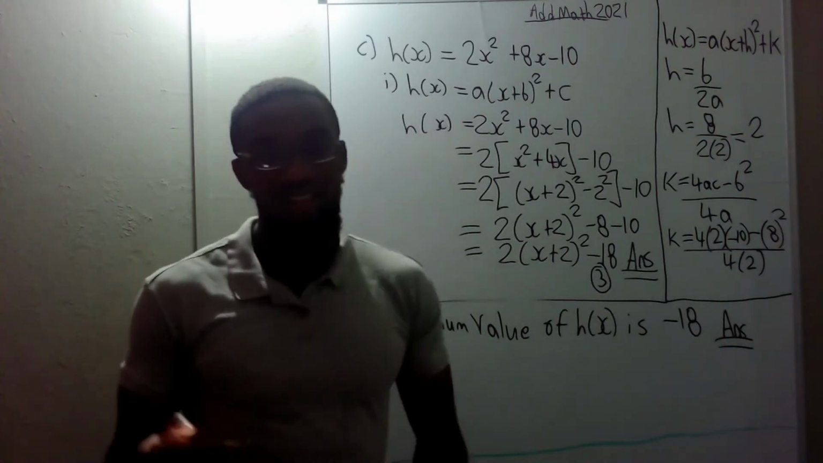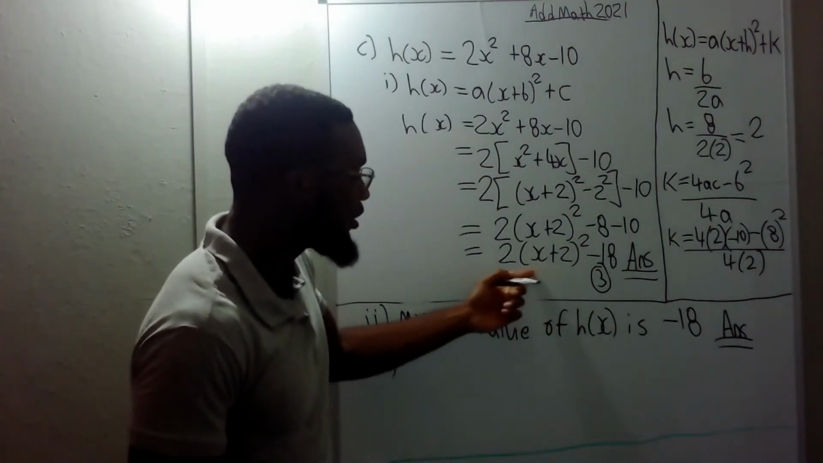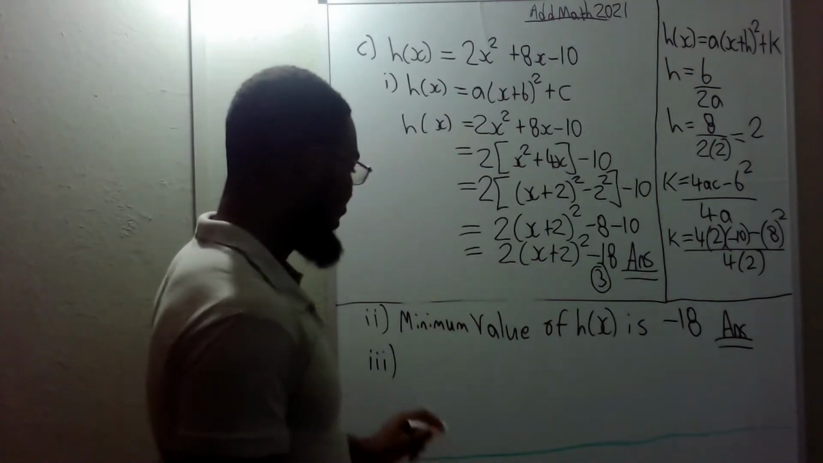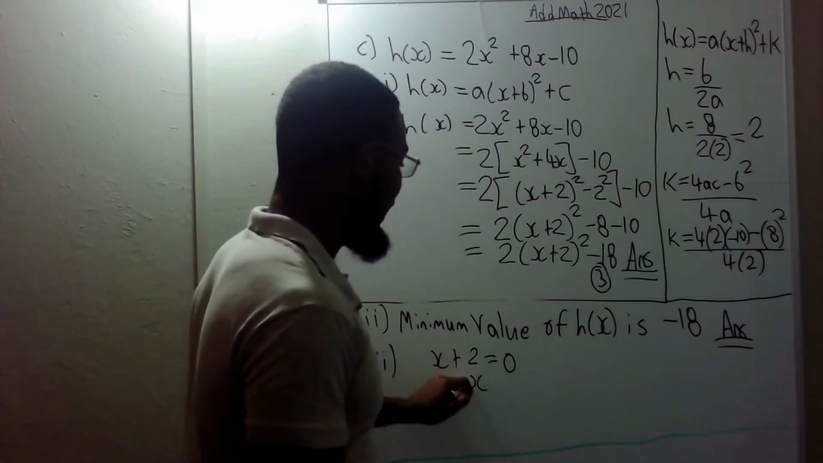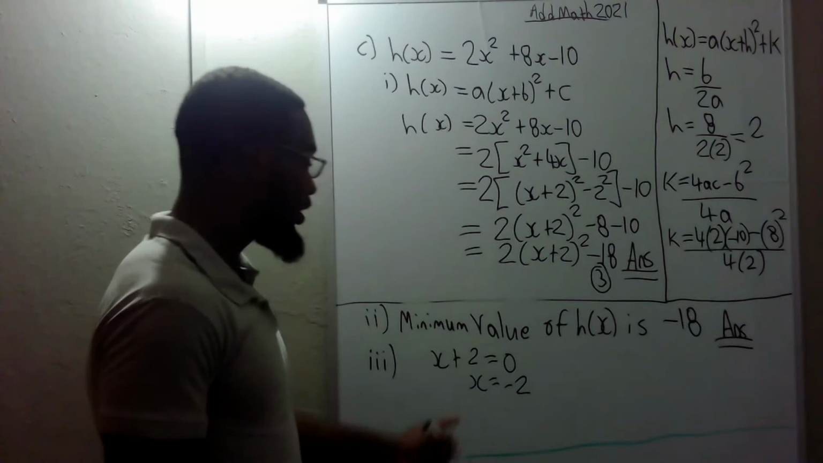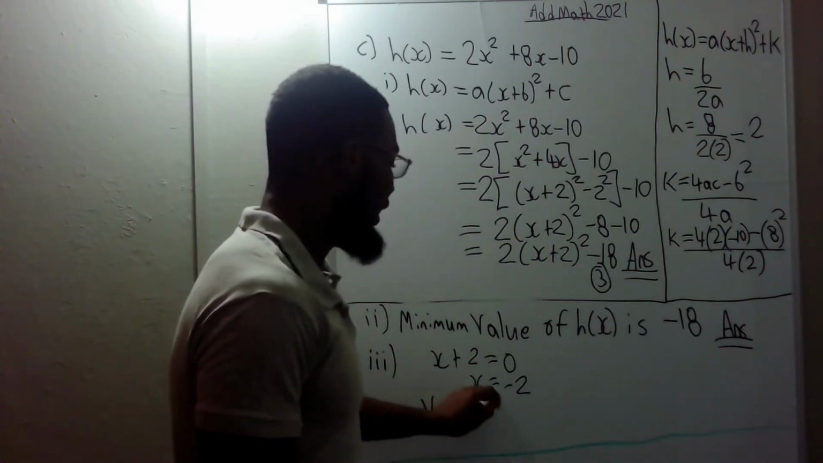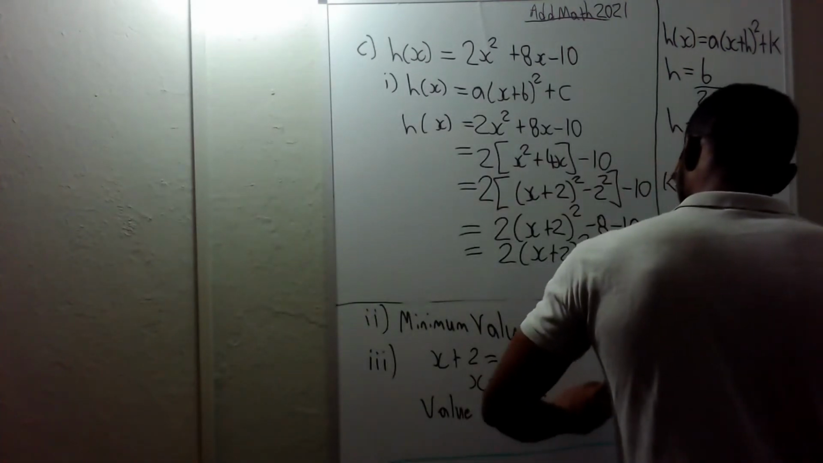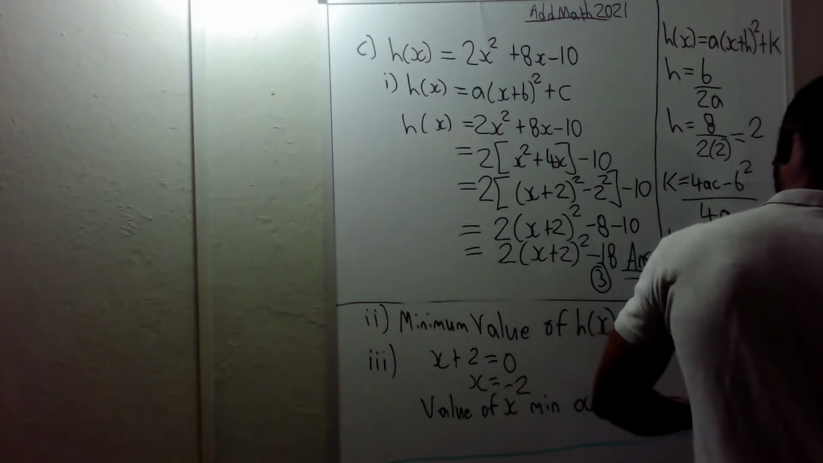Now part 3 says determine the value of x for which a minimum occurs. The minimum occurs always when you set x plus 2 equals 0. So you set x plus 2 equals 0 and you get x equal to negative 2. So the value of x at which the minimum occurs is x equal to negative 2.